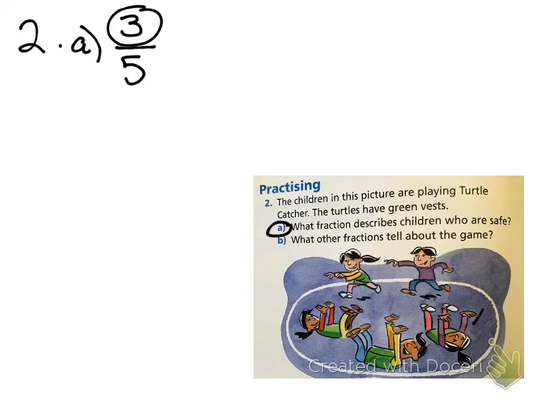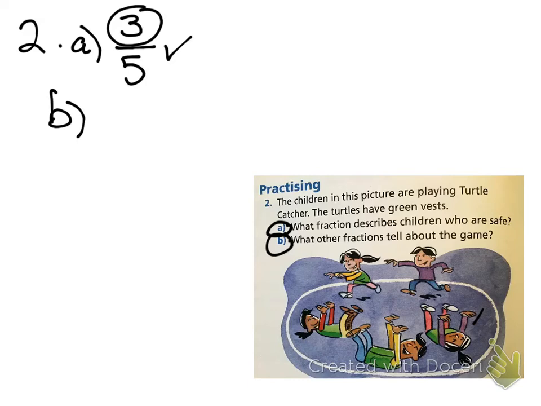And if you put a 3, you are correct. B, we get to write our own now. What other fractions tell about the game? So, what else could we think of to write a fraction about? We could write a fraction about how many turtles there are. We could write a fraction about how many girls there are, how many boys there are. We could write a fraction about how many people are running.